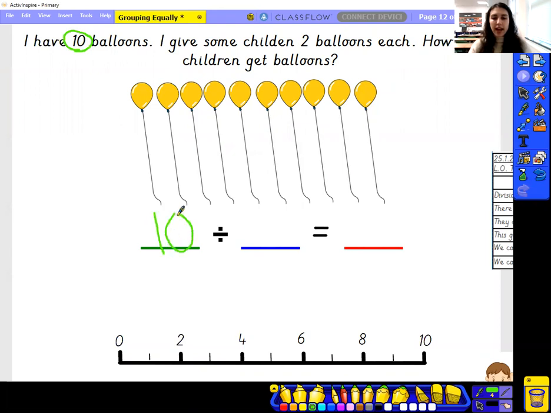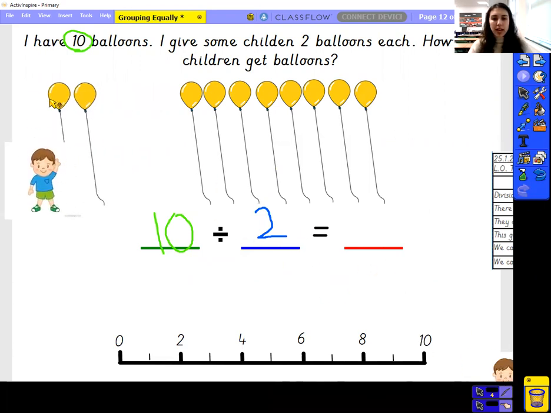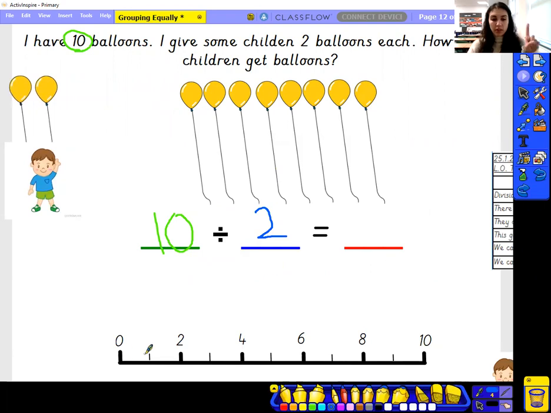And I am dividing it into groups of... So how many balloons does each child get? They get 2 balloons each. So I'm dividing into groups of 2. And what we need to do is work out how many children would be able to get balloons. So what we would do is we'd say, well, one child would get 2 balloons.